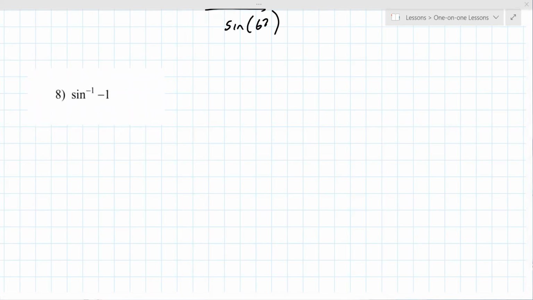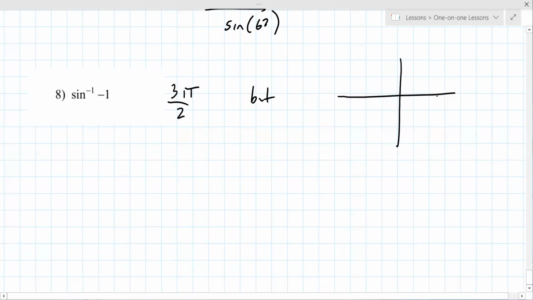So the sine inverse of -1, it's asking for what angle the sine is -1. Well, the y value there is at 3 pi over 2. But sine inverse is only good from, oops, I drew the wrong picture.